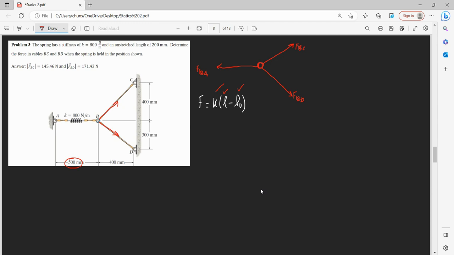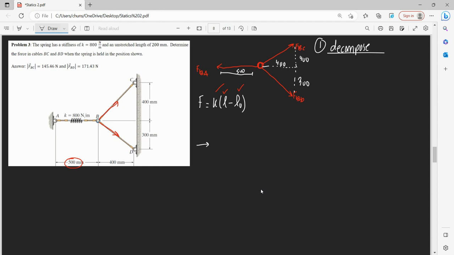Okay, so let's decompose this into X and Y components. Let's outline some geometry. This is 300 millimeters, this is 400 millimeters, and a base for both of them of 400 and 500 here. Okay, so now we can start.